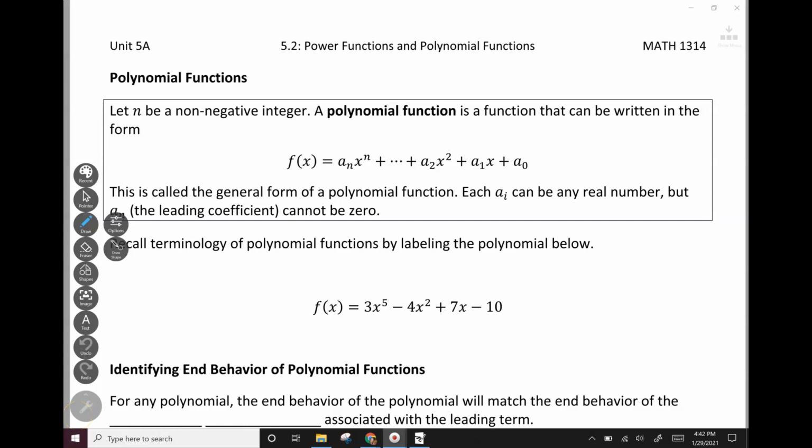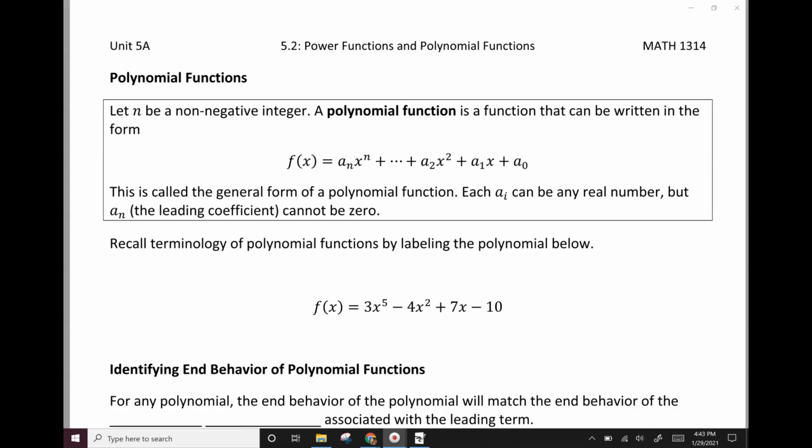Hey guys, this is 5.2 part 2. We're going to be talking about polynomial functions this time. So we've talked about polynomials some, but we're going to be talking about specifically their properties when it comes to graphs this time. So let n be a non-negative integer.